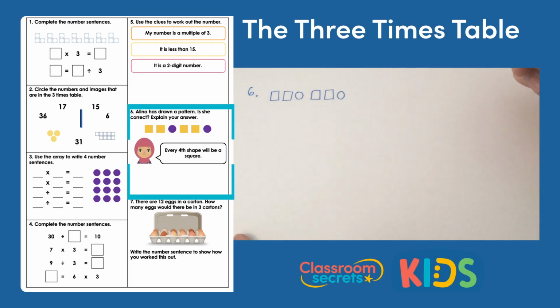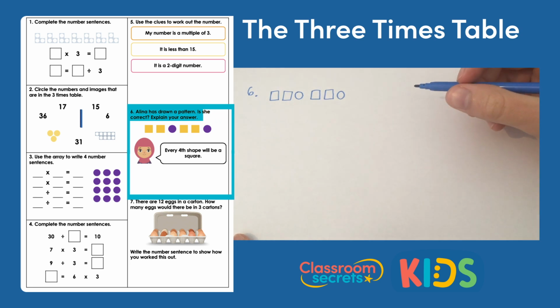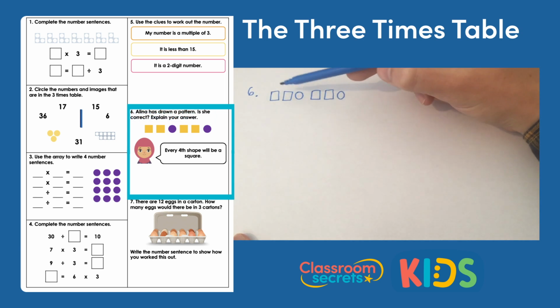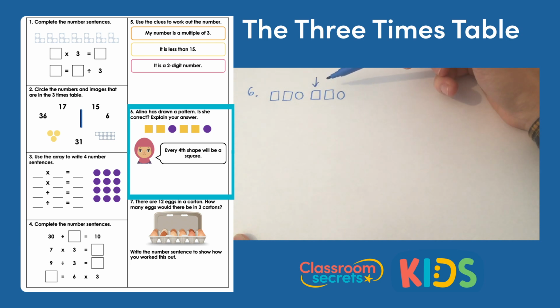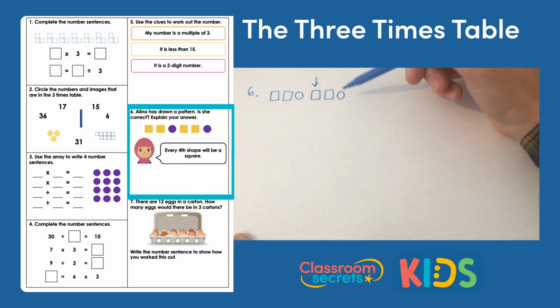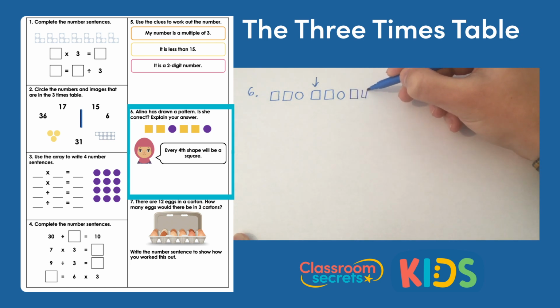Number 6 is a bit of a trickier one. Alina has drawn a pattern. Is she correct? And explain your answer. She says every 4th shape will be a square. So we've been given this pattern. 1, 2, 3, 4. Now the 4th shape there is a square. But if we carried on, would every 4th shape be a square? So you can see the pattern goes square, square, circle, square, square, circle. So let's carry on with that pattern and see.